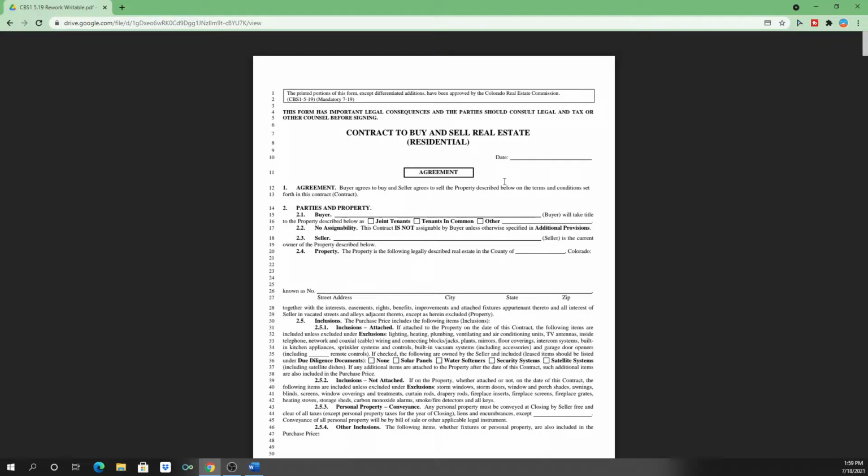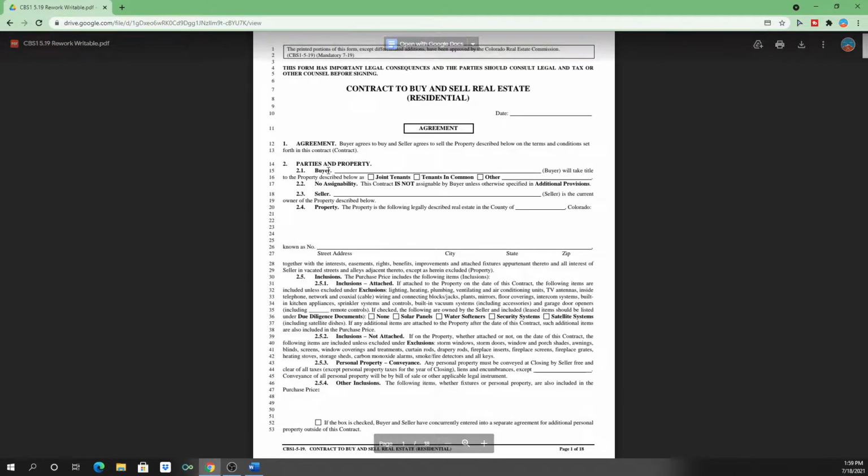So here is the contract to buy and sell real estate in Colorado. Right here at the top, parties and property, buyer, seller, this is all filled in, and then the property. Right here, what does this say? No assignability. This contract is not assignable by the buyer unless otherwise specified in additional provisions. So you have to go down to the additional provisions and write in that this contract can be assignable by you if you want to. Now, the seller may not accept this contract if they see these additional provisions written in here.